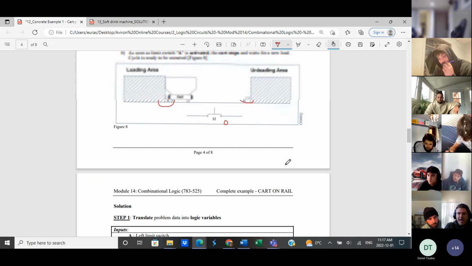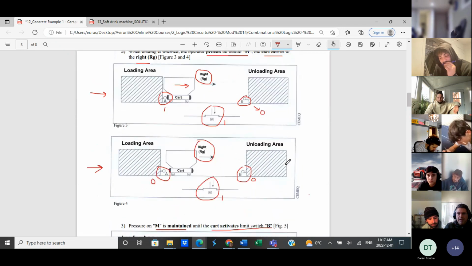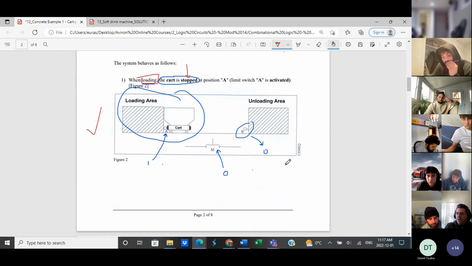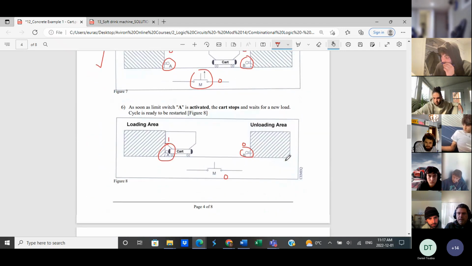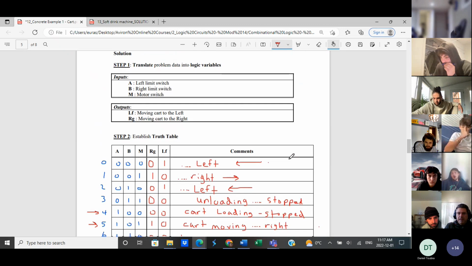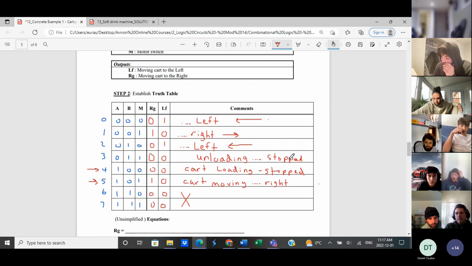Okay. So now you have a truth table. So you have the scenario here. You've taken it step by step, and step by step, you're taking that information and transcribing it into a truth table. And now that you have a truth table, you have to simplify. But you have to simplify for two outputs. So here you're going to need two Karnaughs. One for RG, which is for the right, and one for LF, which is for the left.